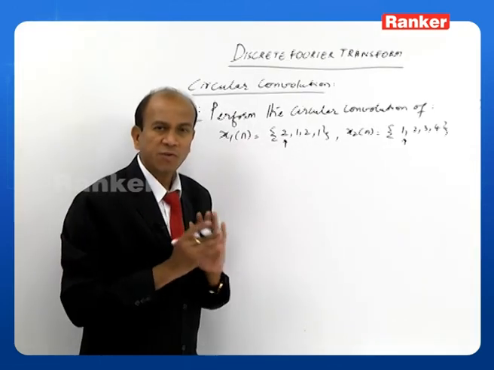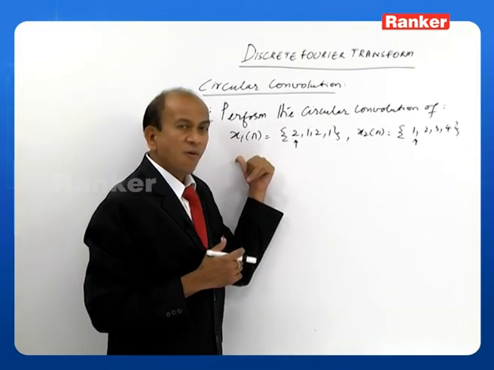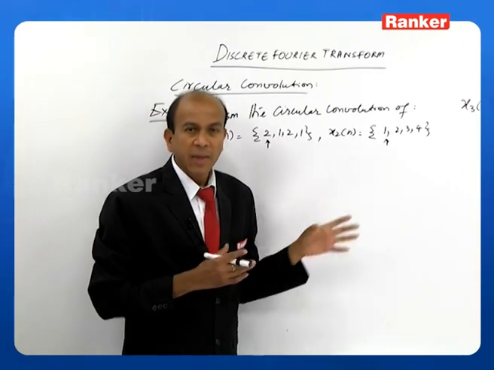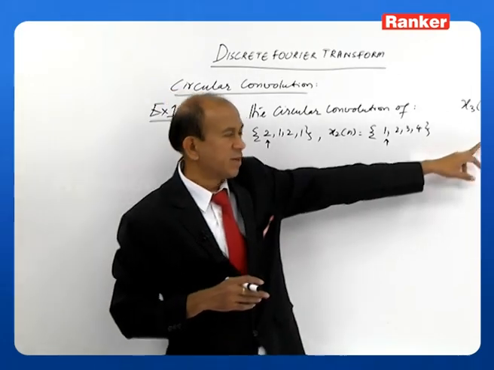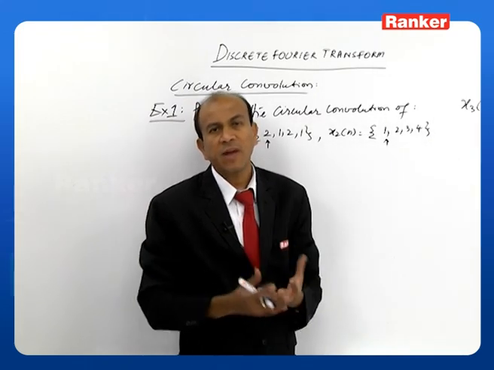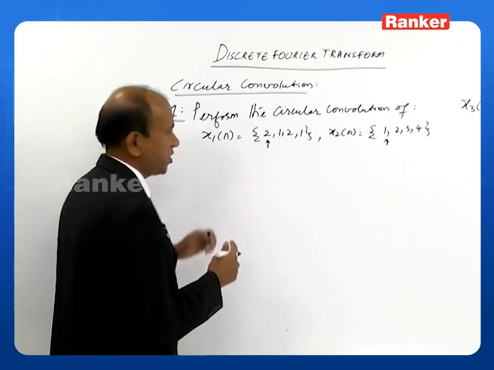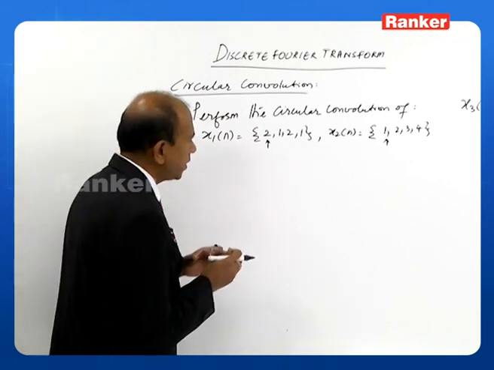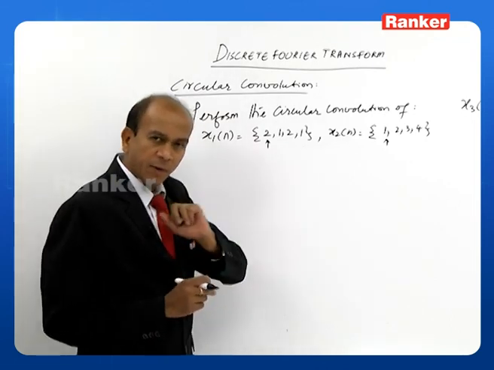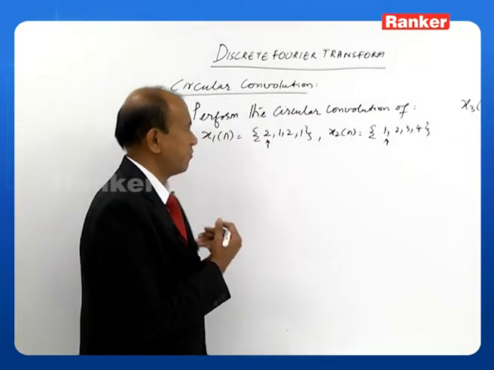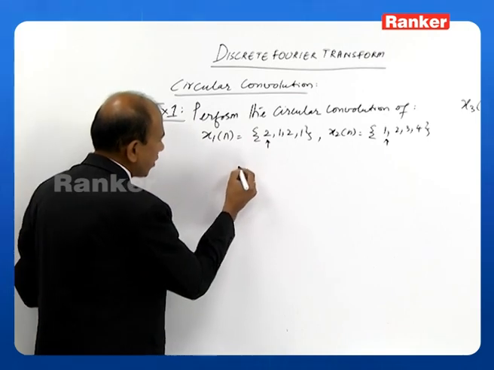First of all, we will plot both x1 of n and x2 of n. Then in each case we will find out what x3 of n is. So this is what we are going to do. Let's start with the first diagram. Let us first plot x1 of n, and x2 is the shifted signal. So let us look at x1 of n first. Let me draw a circle here.